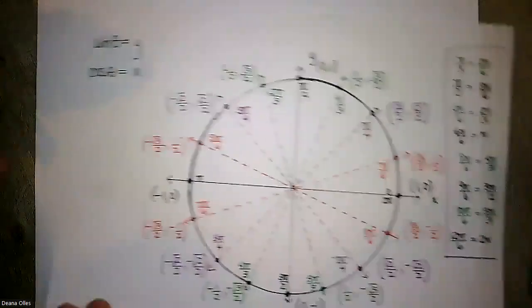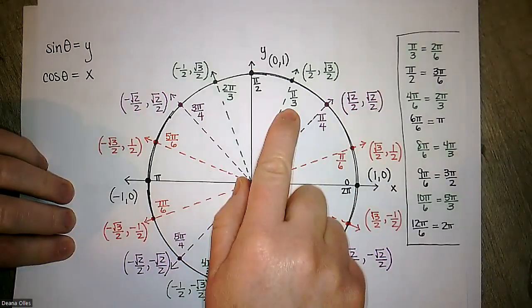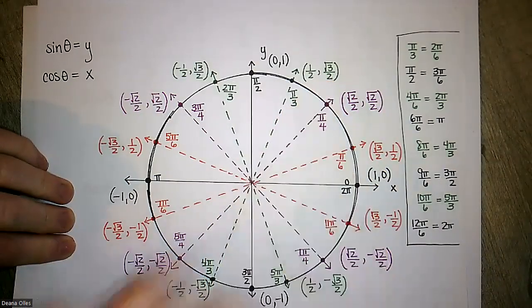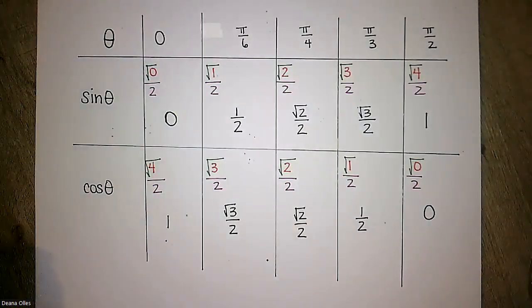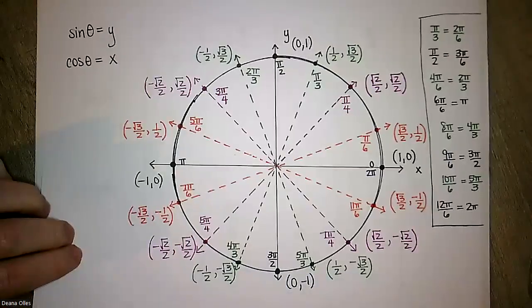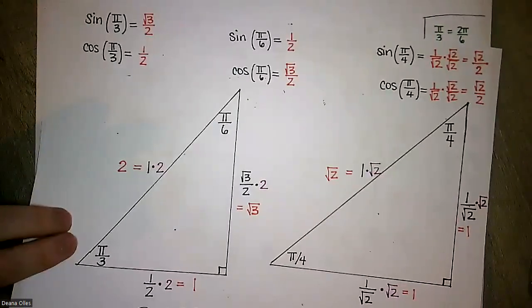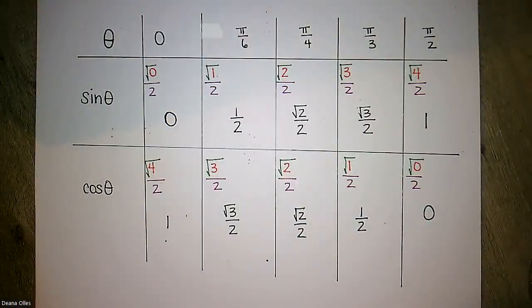Let's check it. Pi over 3 is here. The y value at pi over 3 is root 3 over 2. So yes, we do in fact get the same value. All right, so now you have the unit circle, special triangles, or a table. And any of these 3 tools will work when you're trying to evaluate the sine or cosine of one of your special angles in the first quadrant.